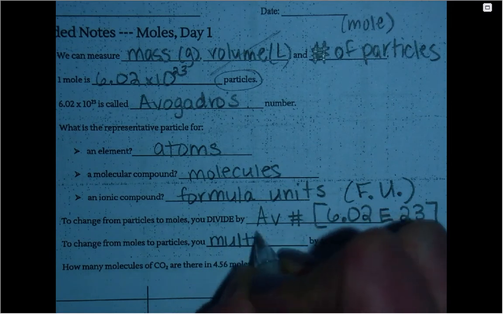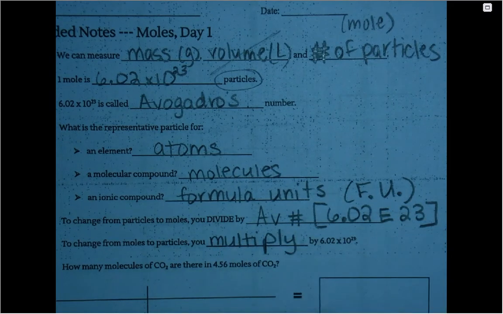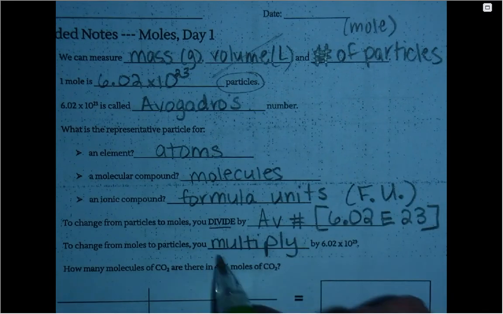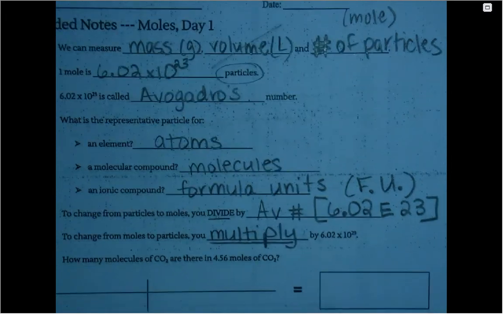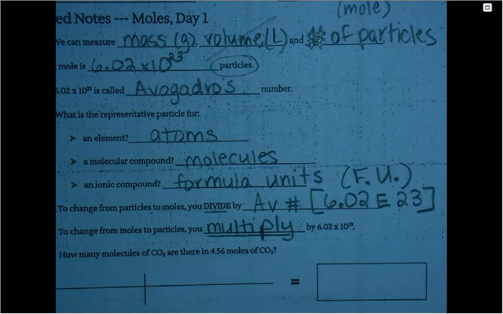So as you can see, there's only 2 types of math that we're going to be doing with this. You're either going to be dividing or you will be multiplying. But both of them have to do with Avogadro's number. So no molar masses right now, okay? We'll come back to that, trust me. And if you didn't learn it the first time for molar mass, you'll get it the second time.